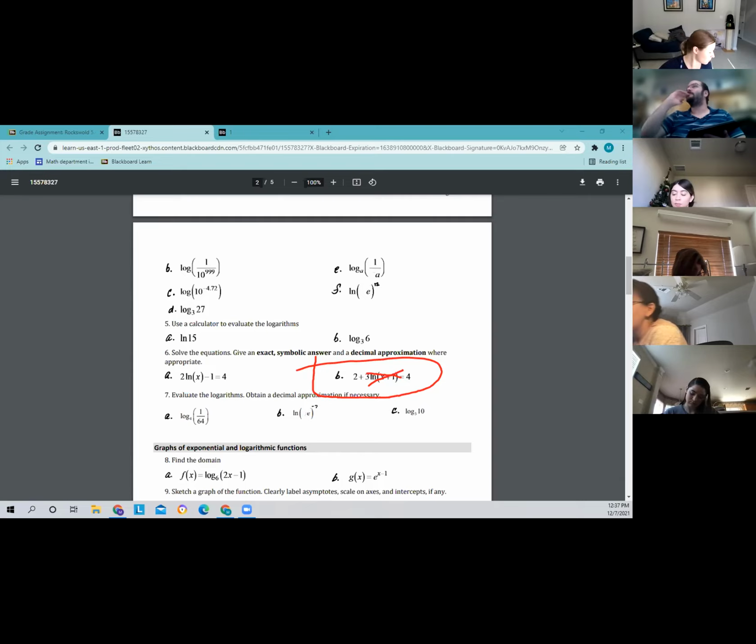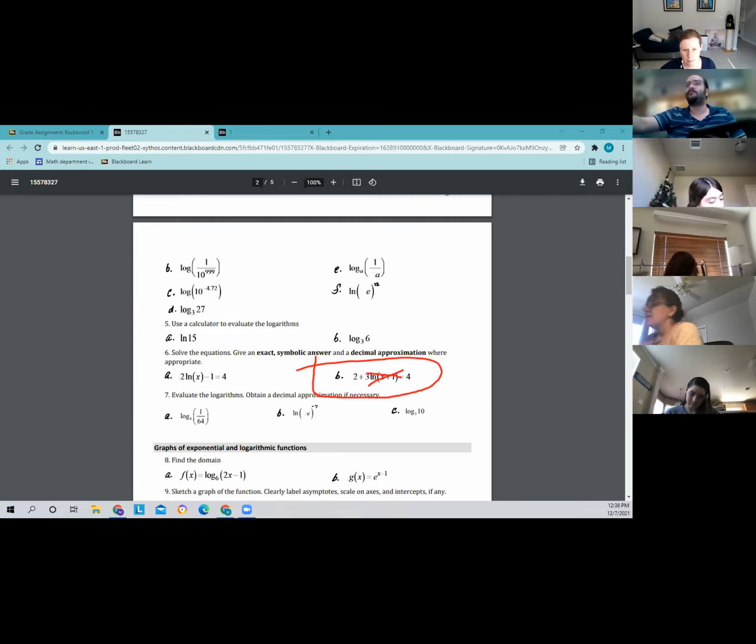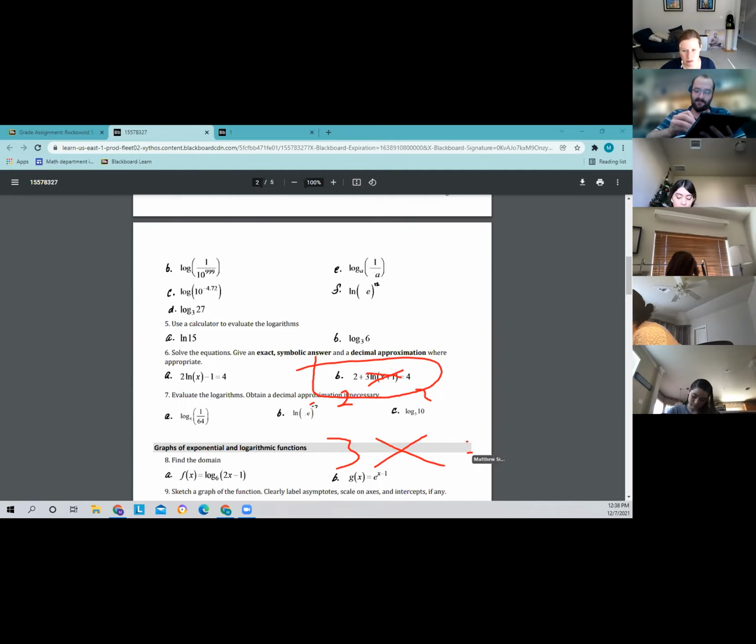And we need to use the base e. So if I have something like 2 plus 3x equals 4, what's the first step I'm going to take to solve for x? You would subtract the 2, right? I would subtract the 2 first. And if I do that, I get 3x equals 2.